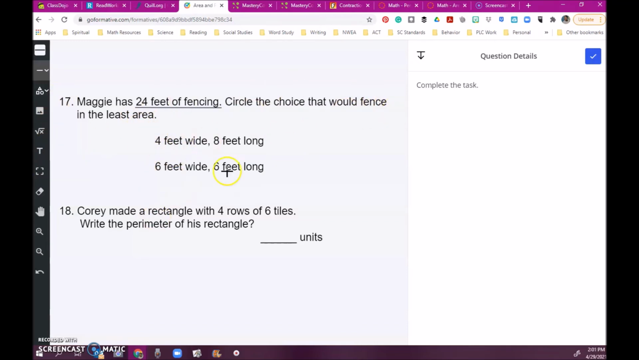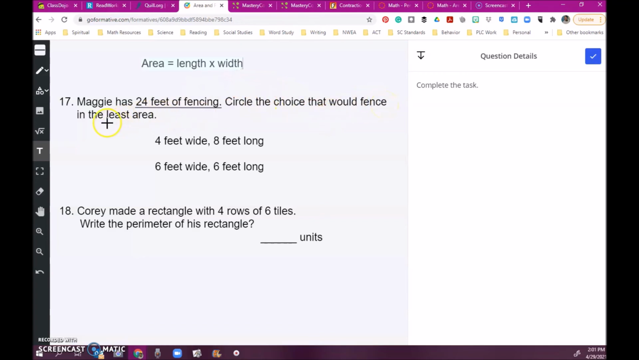And then they give us 2 choices. We're going to have to try both of them. But we also have to remember what area is. Area equals length times width. So in this problem, it's telling me that she has 24 feet of fencing. That means she went to the store to buy stuff to make a fence, she bought enough stuff to make 24 feet of fencing.